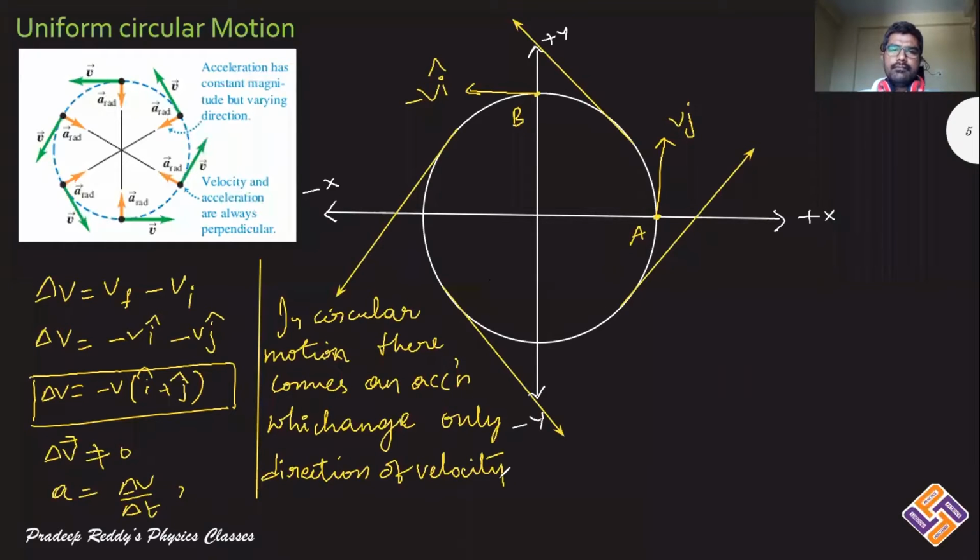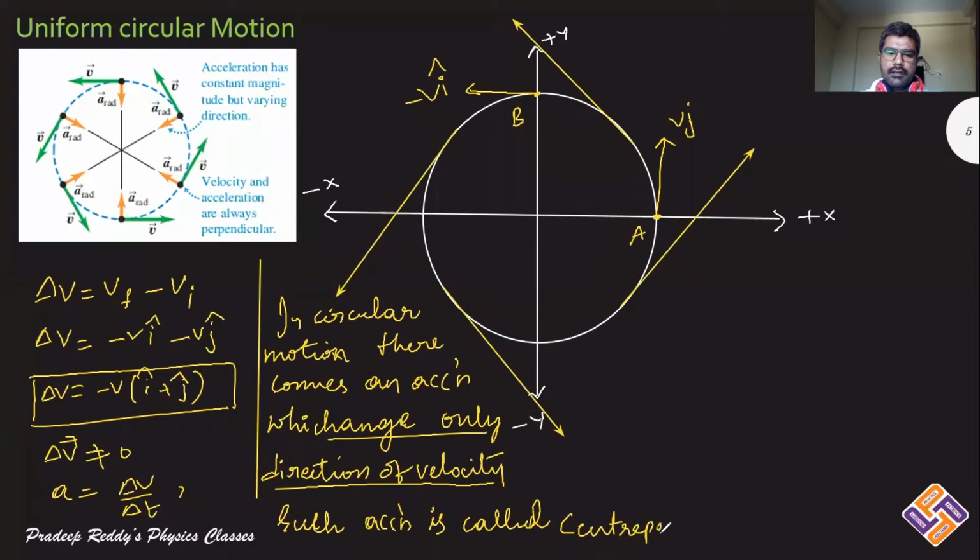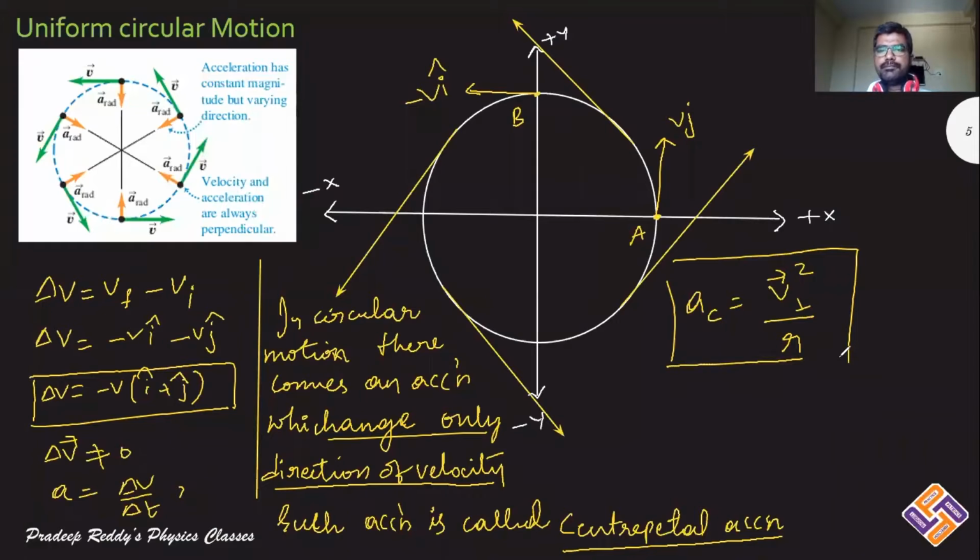Such an acceleration, which changes only the direction of velocity, is called centripetal acceleration. Centripetal acceleration is defined as V perpendicular whole square divided by R. This is the equation for centripetal acceleration.